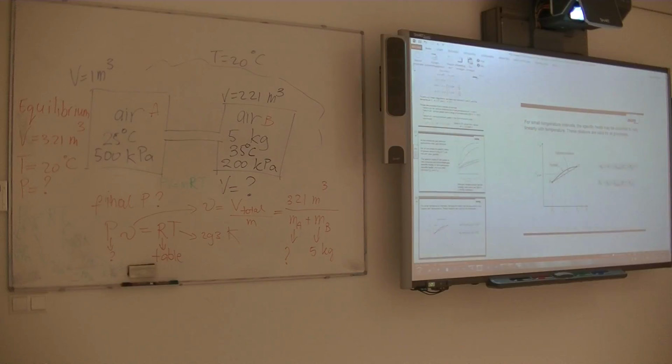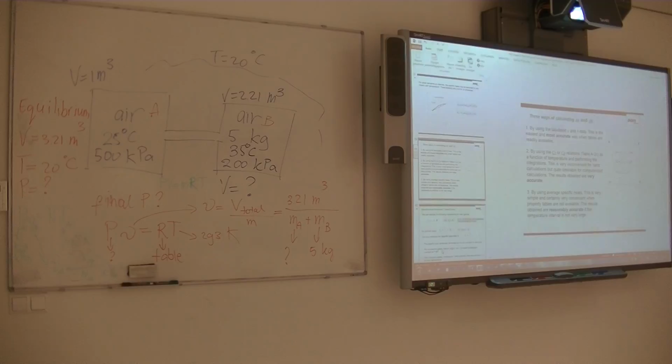For small temperature intervals, we can assume an average specific heat. So if we know specific heat here and we know it here, we can use the average specific heat between these two situations to do our calculations.